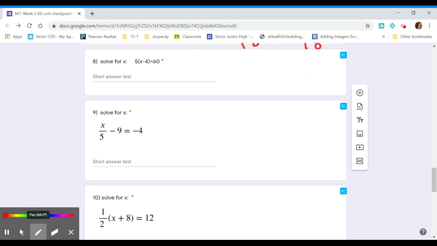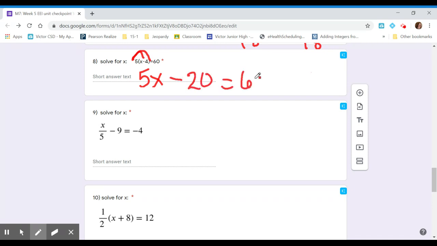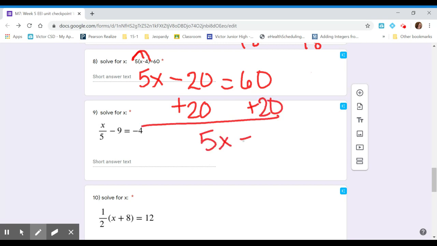In number 8, we need to make sure we distribute this 5 first. So 5 times x. Don't forget to distribute the 5 to the -4 as well, so it's -20 equals 60. Then from here, we can add 20 to each side. 5x equals 80. And then our last step is going to be to divide both sides by 5.